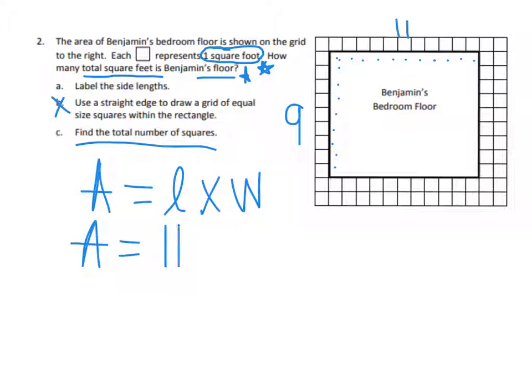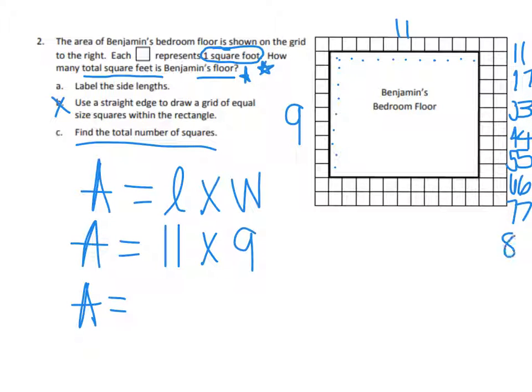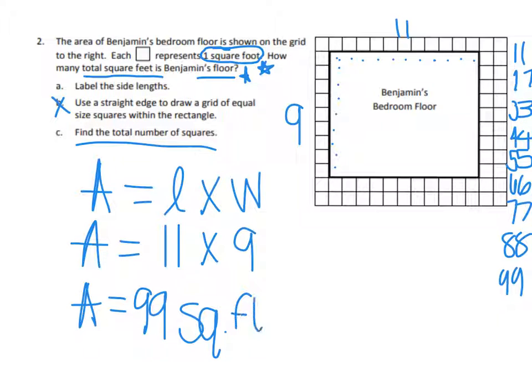So the length is 11 times the width, which is 9. So A equals, what is 11 times 9? If you're not sure, let's count by 11s. So here we have 11, 22, 33, 44, 55, 66, 77, 88, and then 99. So my area is equal to 99 square feet. I can write SQ FT for square feet.